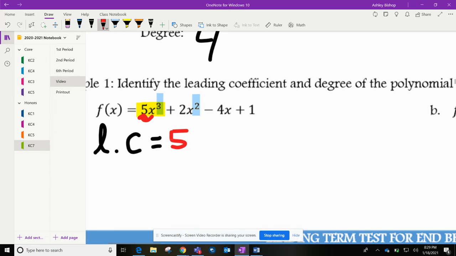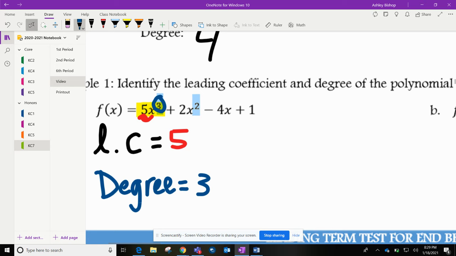And then the question also says find the degree. The degree, remember, we only concern ourselves, the degree of the polynomial is what is the largest exponent we see. The largest exponent we see here is 3. And that's how we answer that question.